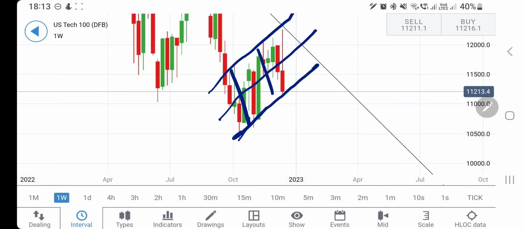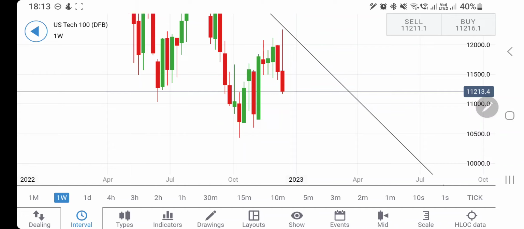Is it going to reverse from here and trade bullish, or is it going to continue with the drop on the downside? And if yes, which position should you take in order to profit? We will see with the help of charts and indicators.